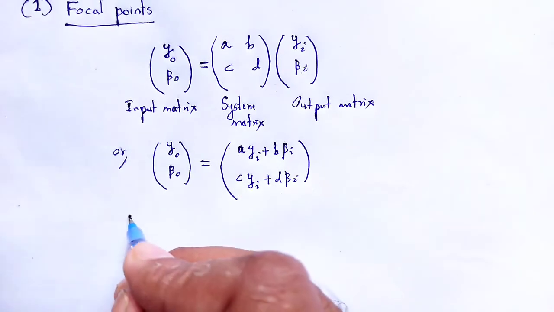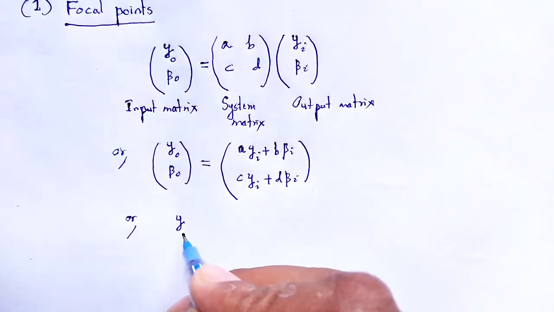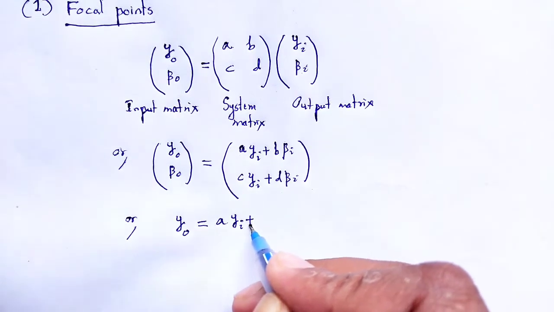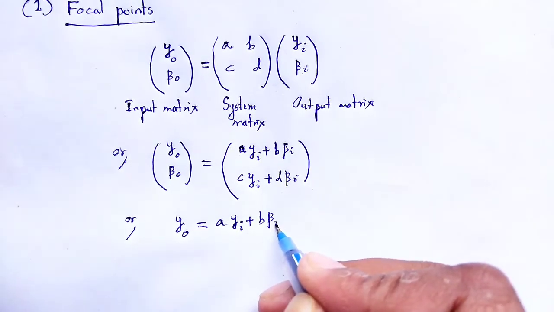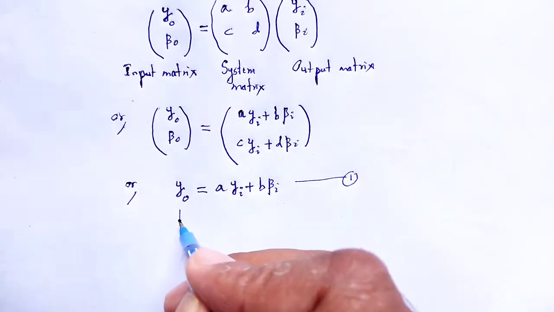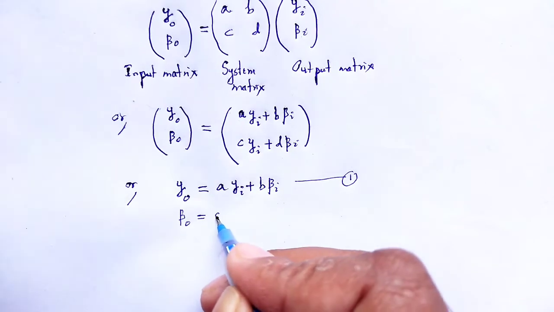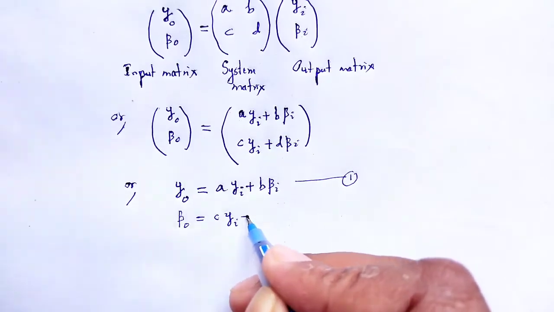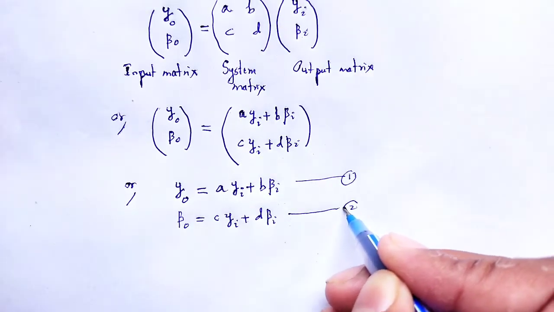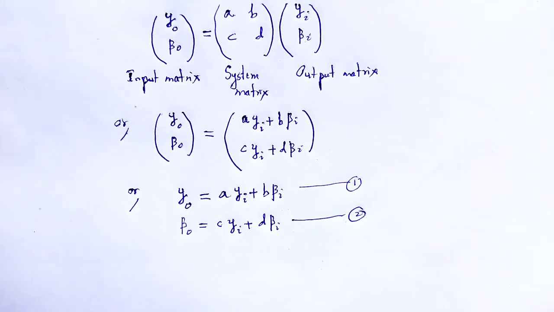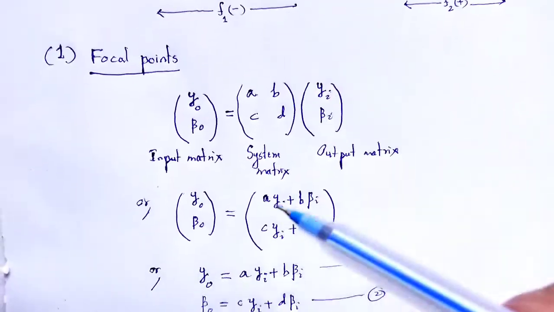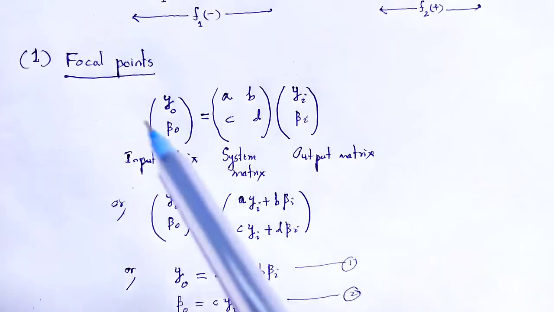Now equating, the equations look like this: y naught is equal to A yi plus B beta i, equation number 1, and beta naught is equal to C yi plus D beta i, that is equation number 2. Now our aim is to calculate the cardinal points in terms of the system matrix. First we calculate the focal points.